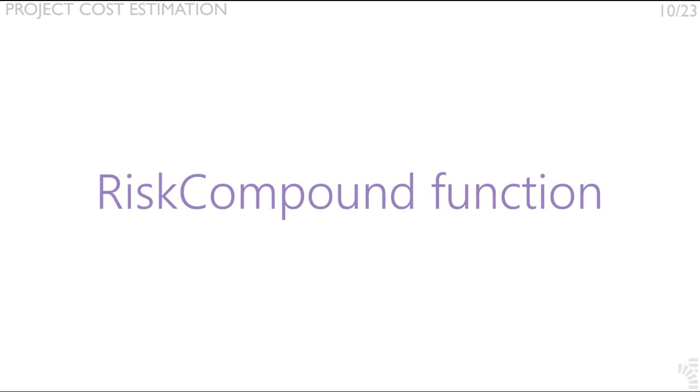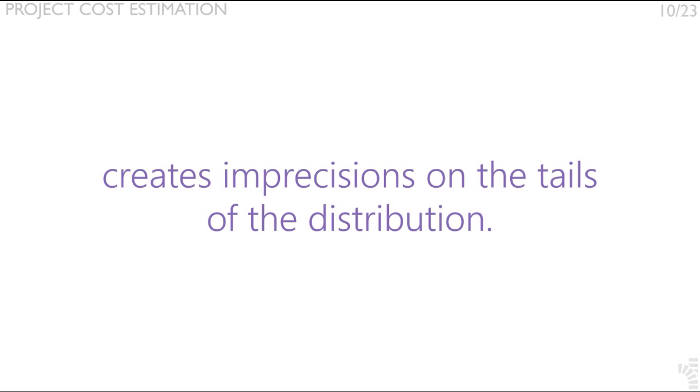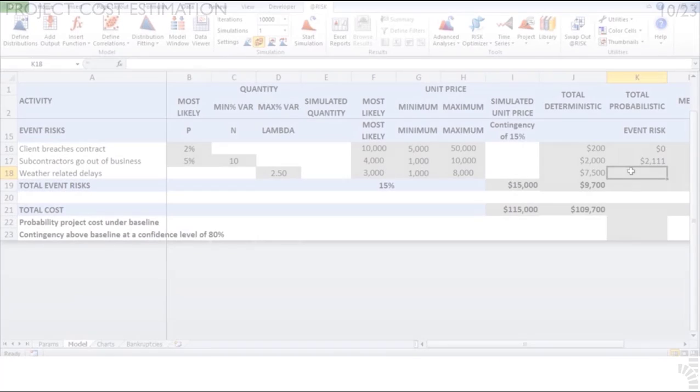As in the previous case, we also require a convoluted function implemented through the RiskCompound function in @RISK. This is due to the fact that each one of the eventual weather-related delays that might happen should have a different severity magnitude. If we would simply multiply frequency times severity, then we would be assuming that at the iteration level, when more than 2 events happen, all of them will have the same severity. This is a simplified assumption that creates imprecisions on the length of the tails of the simulated distribution. To avoid this, we use the compound function.